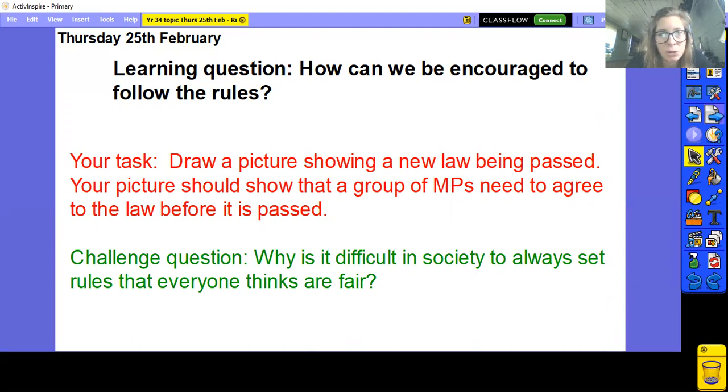But once you've drawn your picture, make sure you colour it in really nicely, and make it really clear what's going on. And then you've got a challenge question to answer. So you'll need to write the answer to this underneath your picture maybe. And that's: why is it difficult in society to always set rules that everyone thinks are fair? So think about these things that I've talked you through this afternoon and think about why sometimes people might think that a rule is not fair. Okay, so that's your task for today.